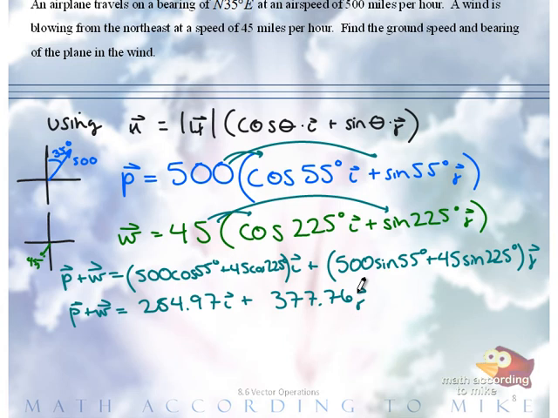Based on the problem, why should we expect the coefficients of vector i and vector j to be positive? How fast is the plane going? Much greater than the magnitude of the wind. Yes. So even though the plane is going, it's basically going almost northeast.